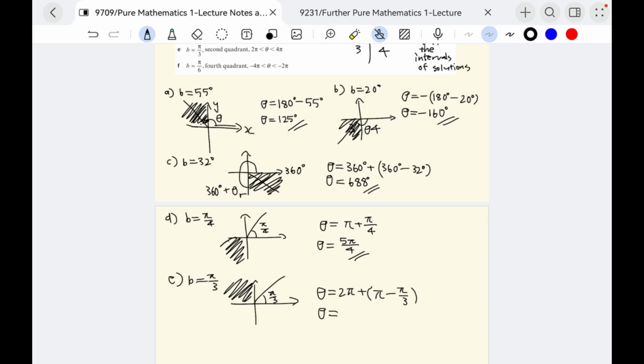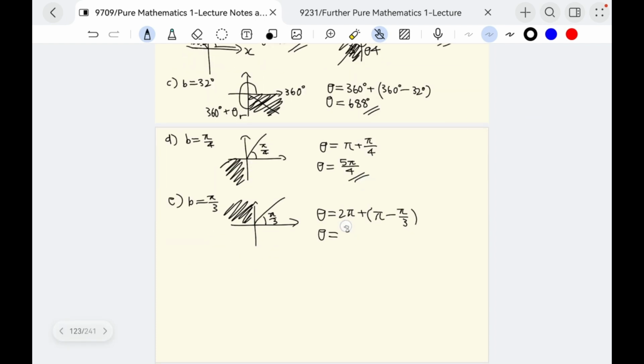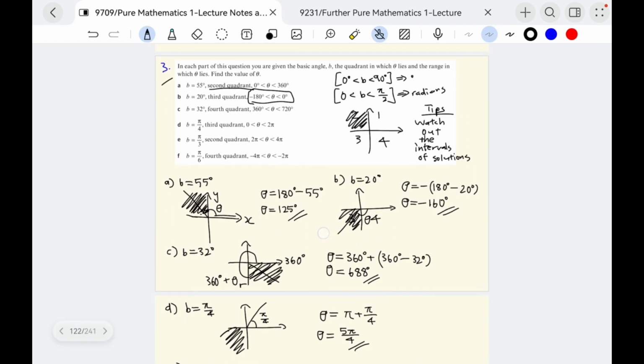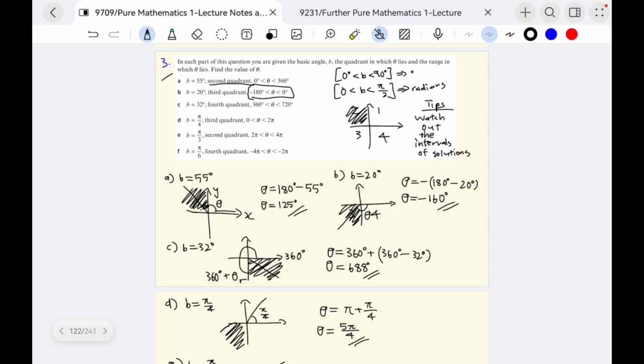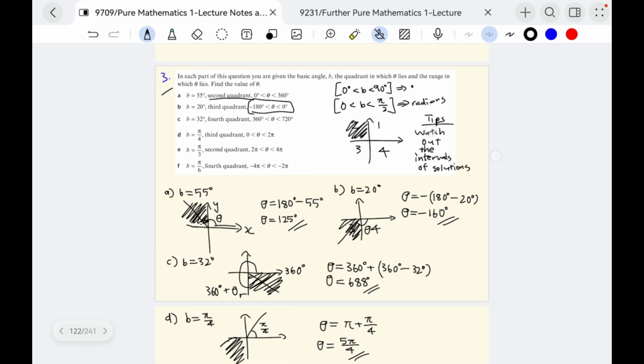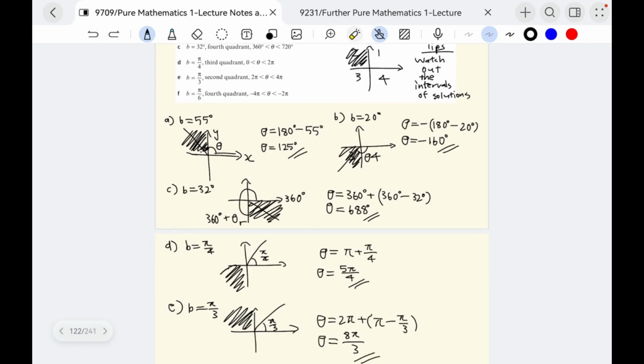So just press your calculators. You will get 8 pi over 3 as your final answer. Okay? So although this question seems very complicated, if you keep practicing until you get sophisticated, I'm sure you will have a strong grasp of positive angles with its fundamentals.